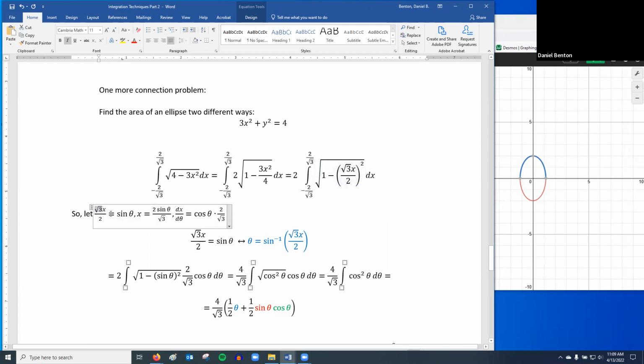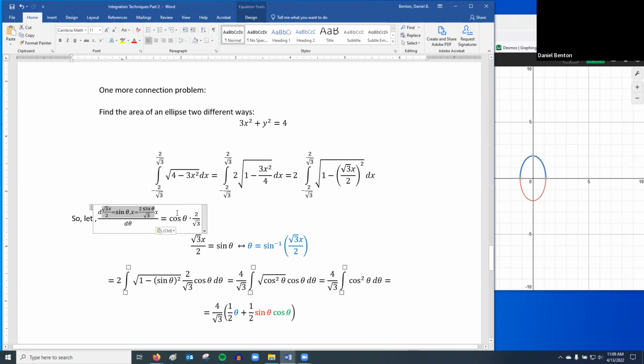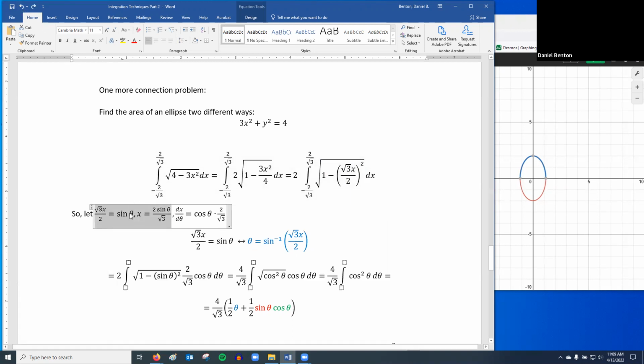So first we set this equal to sine, but we also solve for x. Why do we solve for x? Because we're not just going to substitute in for sine, we're also going to substitute in for dx. And solving for x allows us to take dx d theta and get this cosine thing, right? We're going to note one more thing.